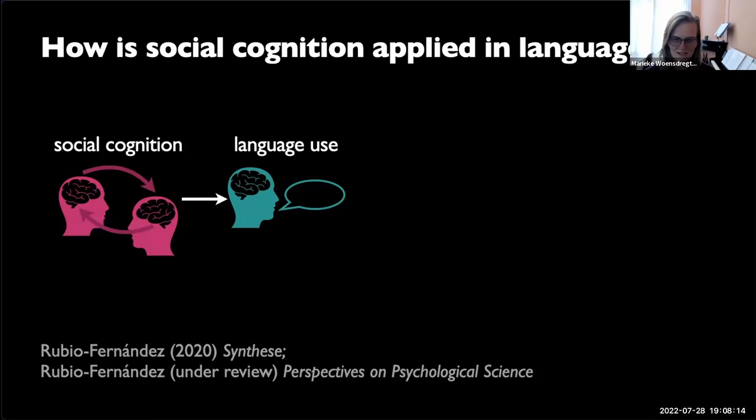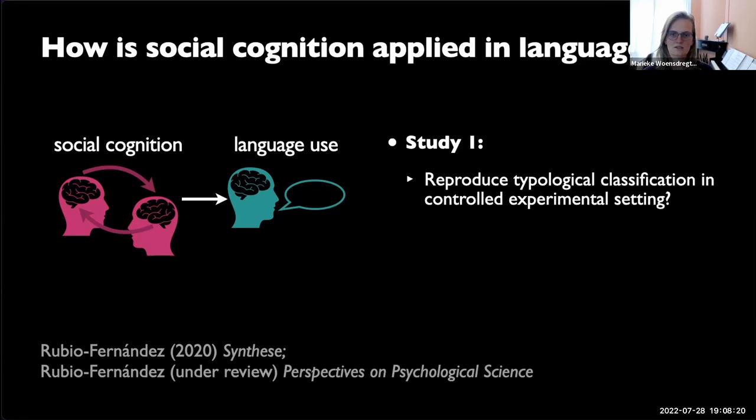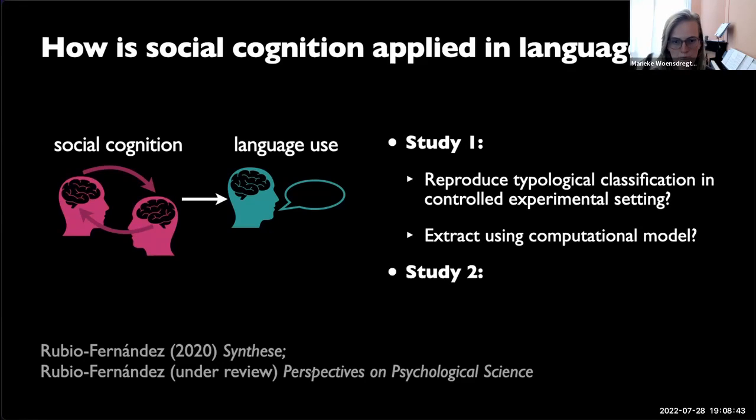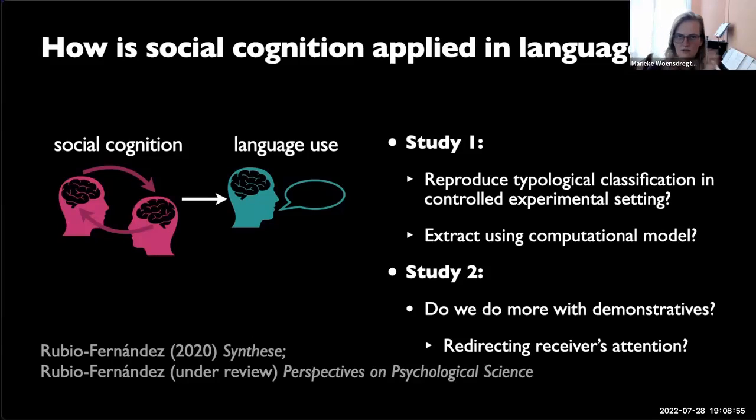Now, in this project or in this talk, I will describe two different studies. In the first study, we asked whether we can reproduce this typological classification of languages in a controlled experimental setting, because of course, these typological classifications have been based on observation. And we also asked whether we can then extract what these participants in our experiment are actually doing using a computational model. And in study 2, we go a bit further to ask whether speakers also use these demonstratives flexibly to redirect the receiver's attention.